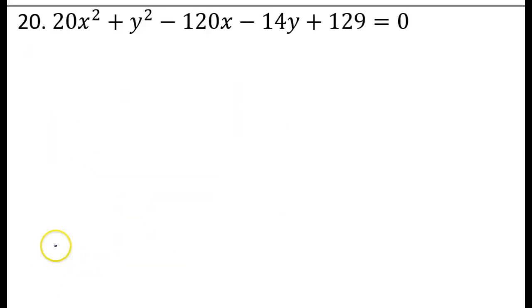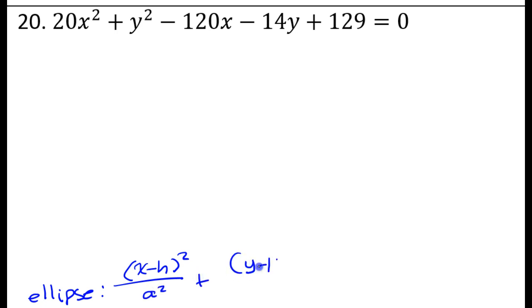Number 20 is another ellipse. Again, it's because the x squared and y squared are both positive. They're both the same sign, but the coefficients are not the same number. That would be a circle, but since the numbers are different, 20 and 1, that makes it an ellipse. So again, it's going to be this type of deal. X minus h squared over a squared plus y minus k squared over b squared is equal to 1. The b squared could be on the left and the a squared could be on the right. That doesn't matter right now.